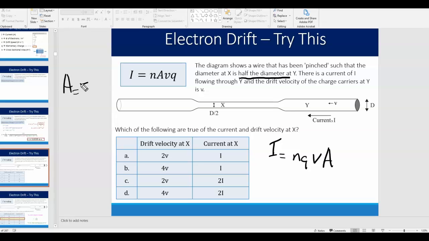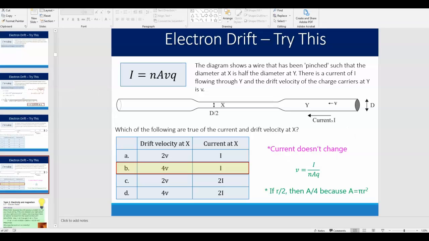Well, A is pi r squared, or pi times (d over 2) squared. So if you halve the diameter, that basically means you're going to decrease the area by a factor of 4. And so in order for I to be the same on both sides, if A goes down by a factor of 4, that means v also has to go up by a factor of 4. And so the drift velocity at x is going to be 4v, but the current at x is going to be the same. Because again, you have to have the same amount of charge flowing per second in the pipe, otherwise the charge would pool up somewhere in the pipe. So the answer to the question is B.